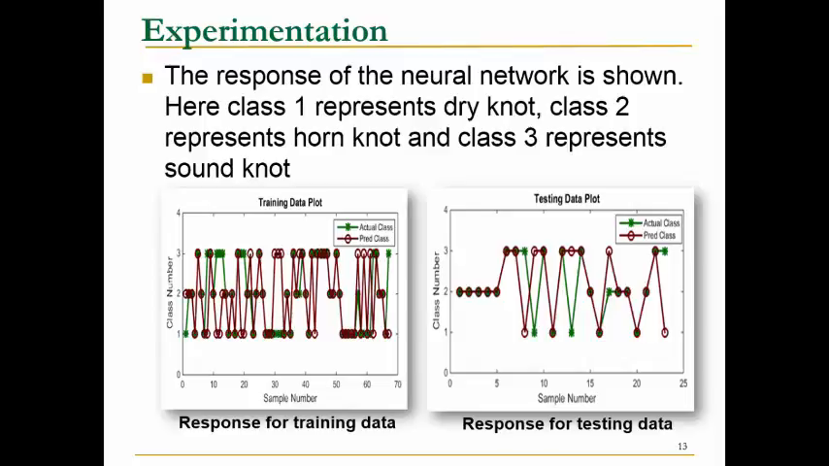First graph is the response of the neural network for training data. Second plot is the response of the neural network for testing data. The neural network response for the testing data is plotted in red line against the green line of the target data.